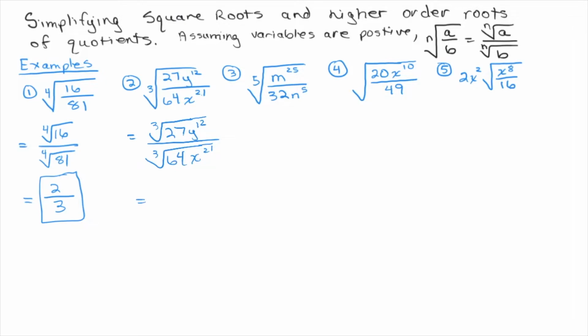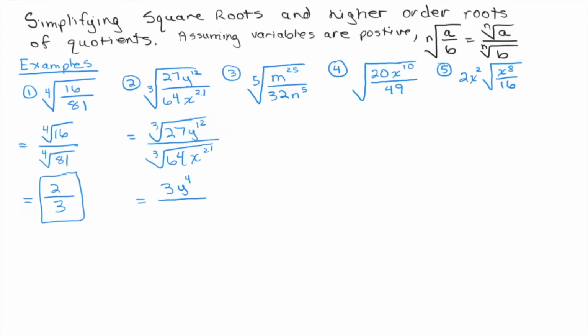The cube root of 27 is 3. And the cube root of y to the 12th, remember, you could just divide 3 into 12. If that goes in evenly, that'll be your new exponent. So that'll be y to the 4th. So I have 3y to the 4th in the numerator.